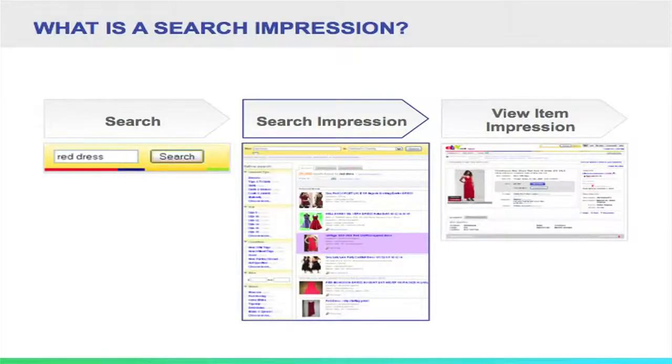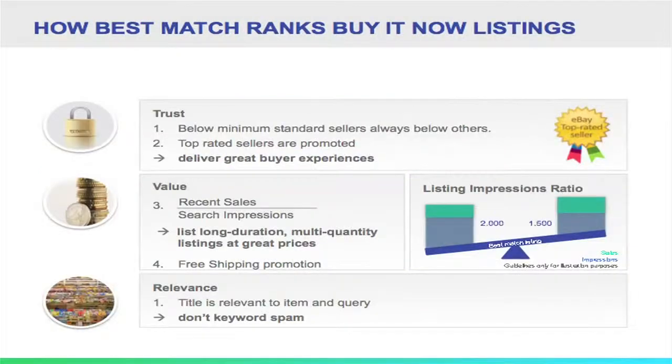Just a quick note on what a search impression actually is. So imagine a user types in red dress and we show a certain number of items on the search page. Each of those items receives a search impression. This is not the same thing as a view item impression, which is when a user clicks into an item to view it. Finally, we match the keywords to the item and the query. It's important to note here not to add unnecessary keywords into your item titles, as this will cause your listing to get extra search impressions that don't go on to convert to sale and will hurt your listing's ranking overall.